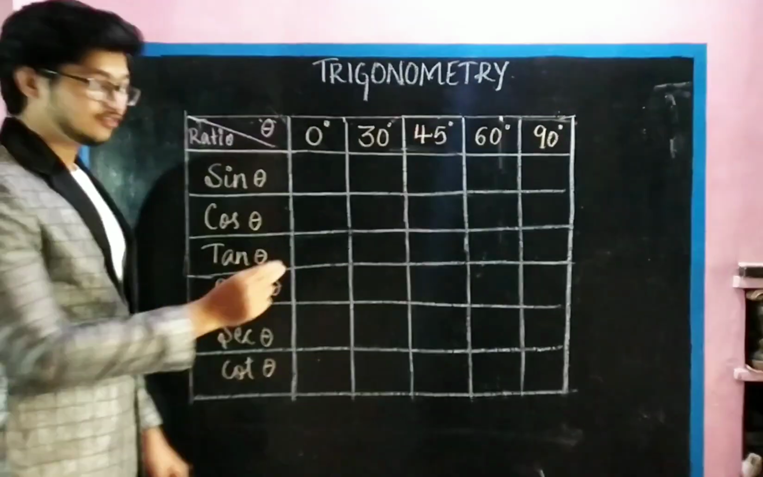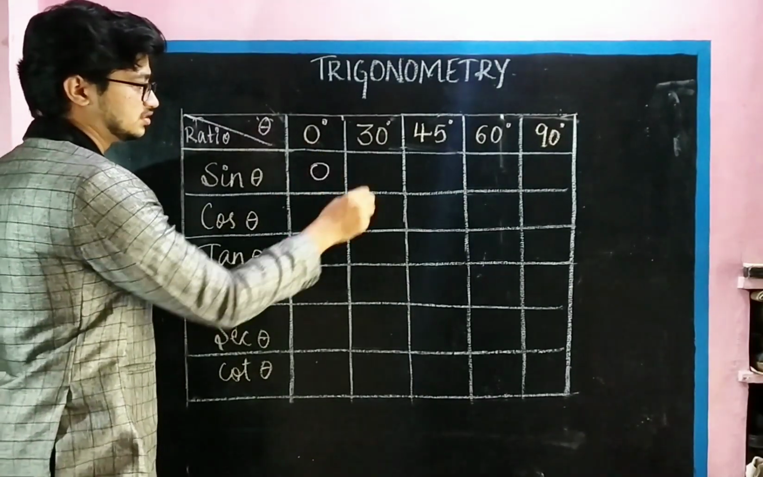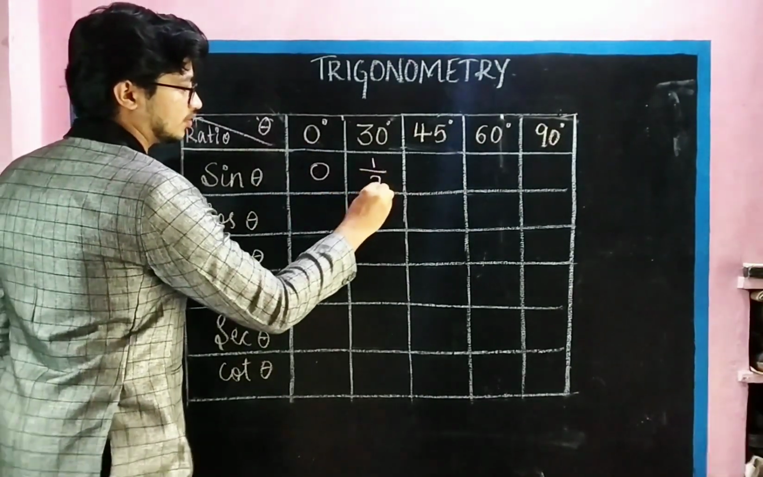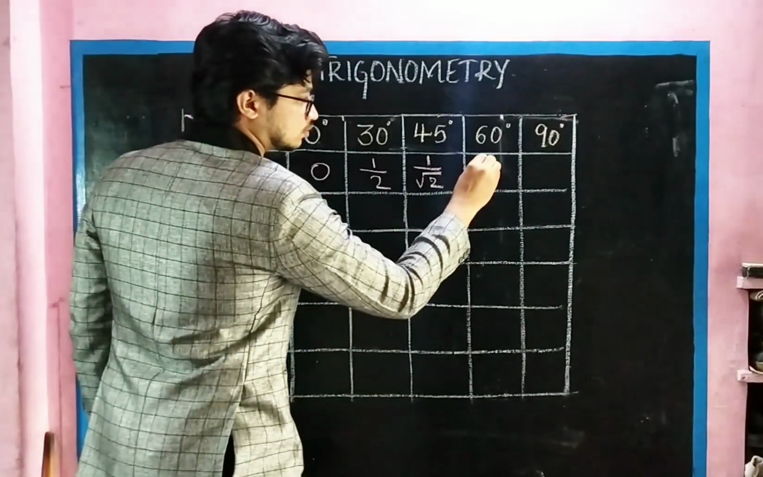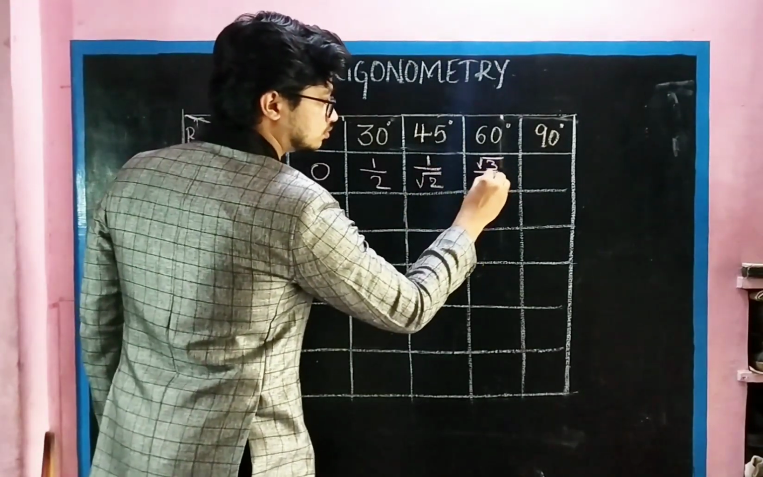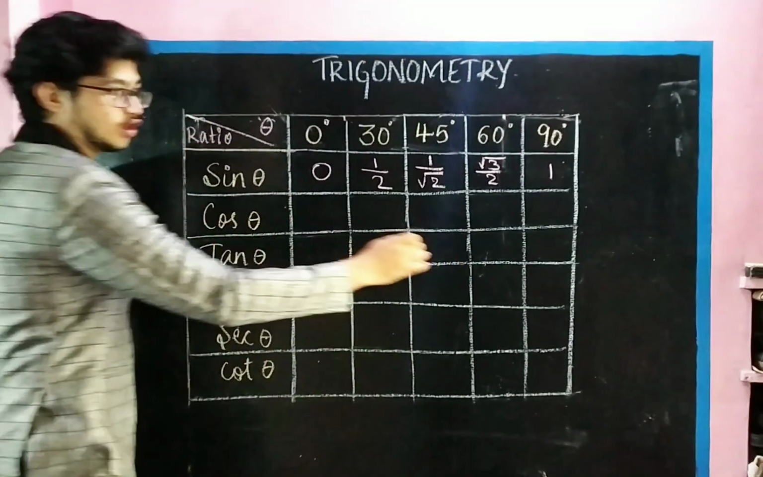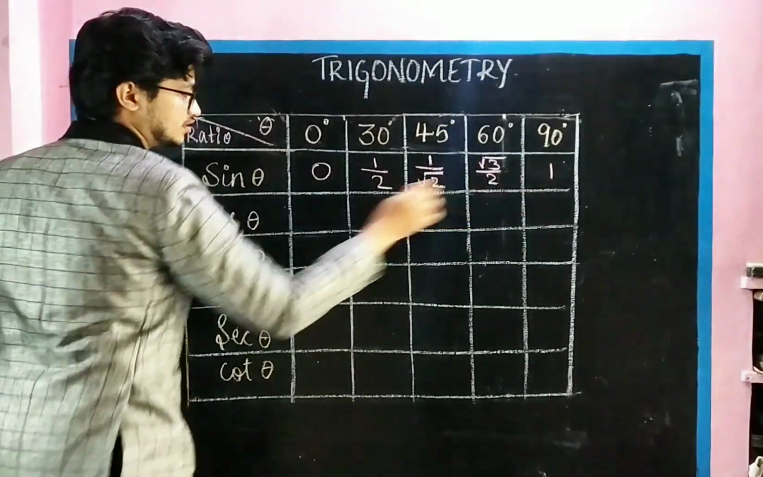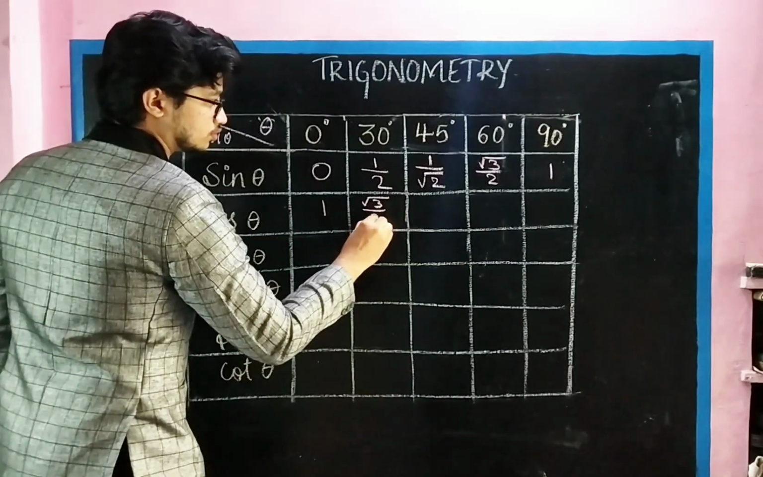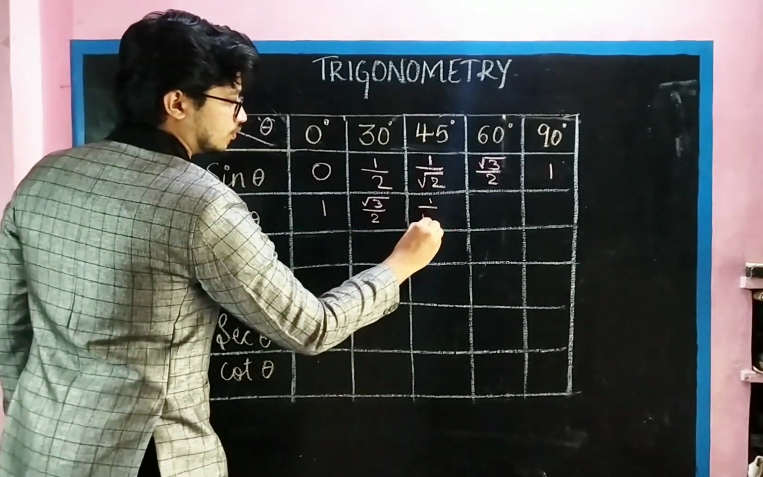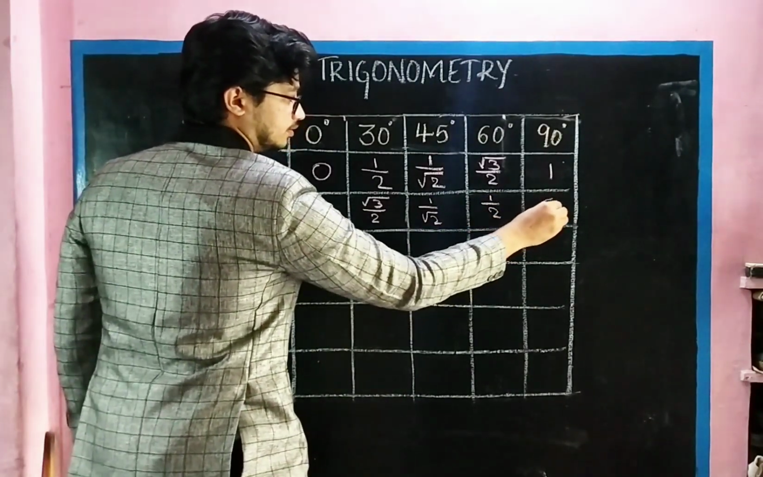First you have to remember the values of sin theta. First row only we have to remember. Sin 0 is 0. Then for 30, 45, 60 and 90: 1 by 2, 1 by root 2, root 3 by 2 and 1. Now, for cos theta, you have to write from last to first. Last is 1, next root 3 by 2, afterwards 1 by root 2, 1 by 2 and 0.